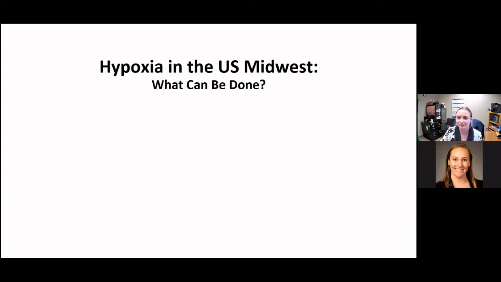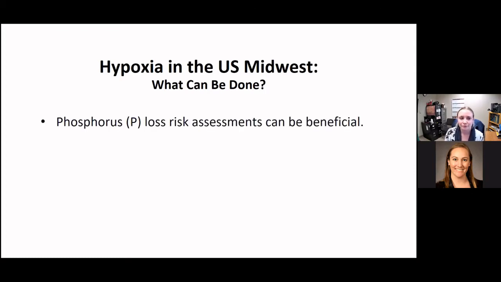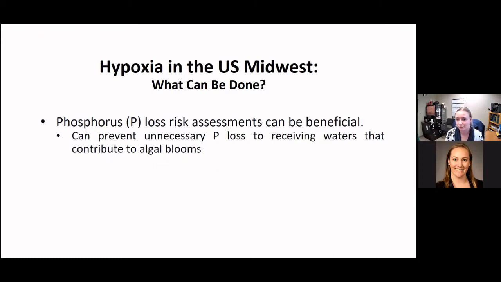So this hypoxic situation in the US Midwest, what can be done about it? Phosphorus loss risk assessments can be beneficial and even necessary in order to predict whether farm management practices are sustainable in terms of their P-loss risk to the environment through phosphorus fertilizer applications. And they can also help prevent unnecessary P-loss to receiving waters, thus preventing algal blooms.